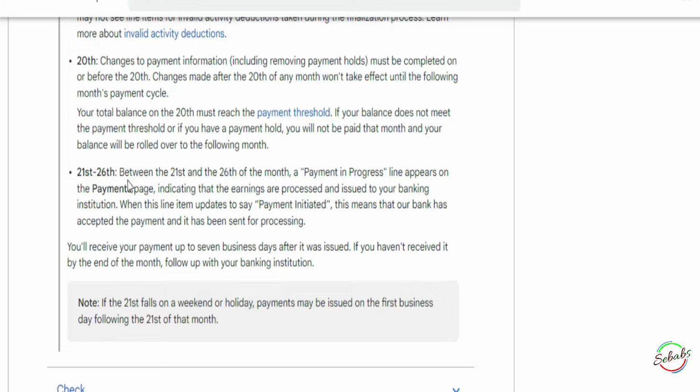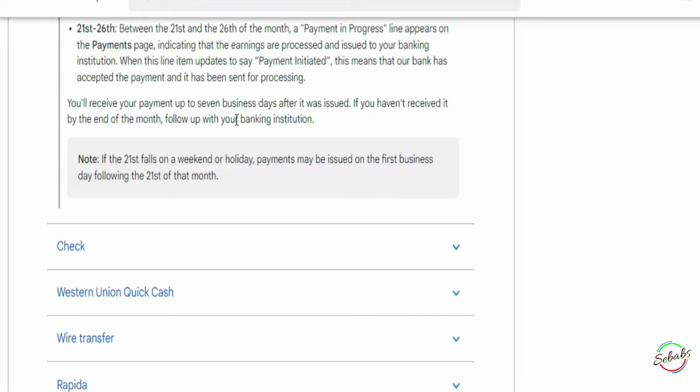Between the 21st and the 26th of the month, a payment in progress line appears on the payment page, indicating that the earnings are processed and issued to your banking institution. When this line item updates to say payment initiated, this means that our bank has accepted the payment and it has been sent for processing. You receive your payment up to 7 business days after it was issued. If you haven't received it by the end of the month, follow up with your banking institution.